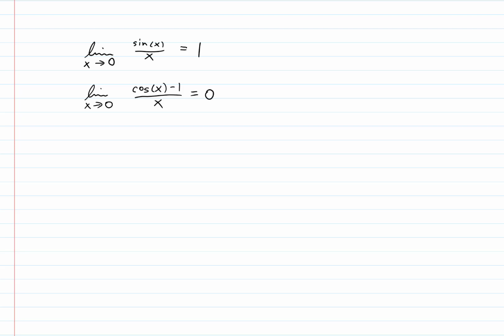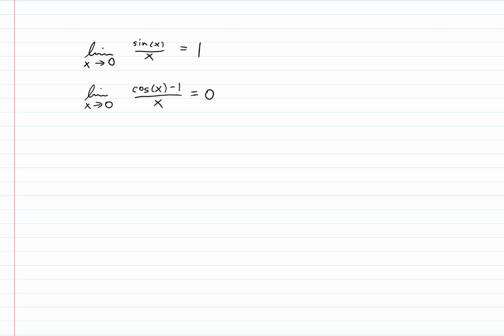If I just tried to plug 0 in, then I would end up with 0 over 0 again. Just like the one right above it. But that one came out to equal 1. This one comes out to equal 0.